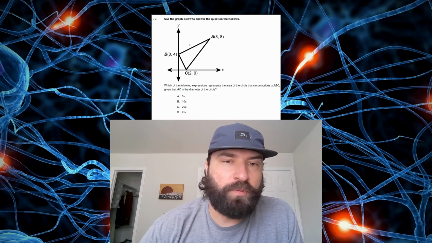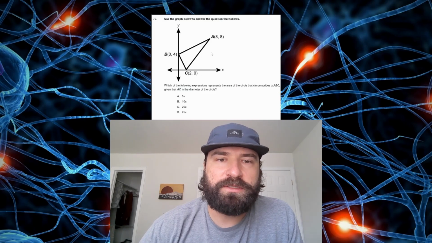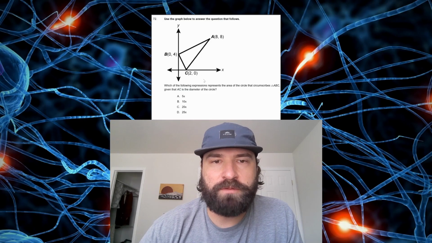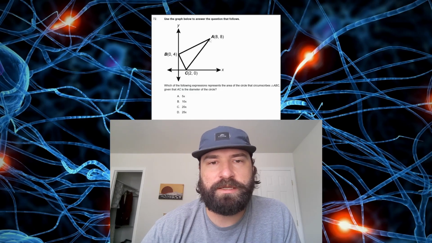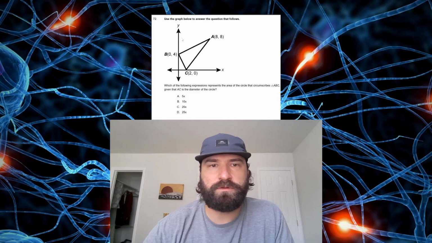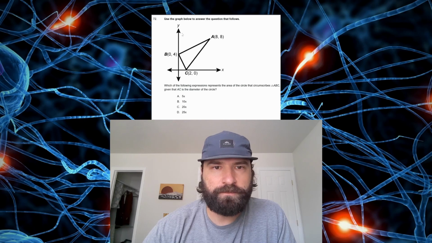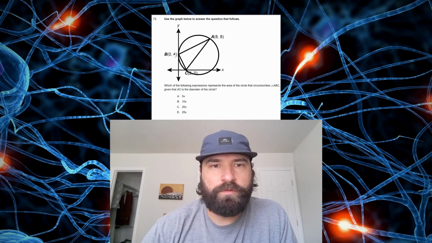All right, so it's important to understand what circumscribes means. If we have a circle that circumscribes this triangle, that means that all of these points on the triangle touch the edge of the circle. So let's draw that on here. So there we go. I got a circle over this triangle.